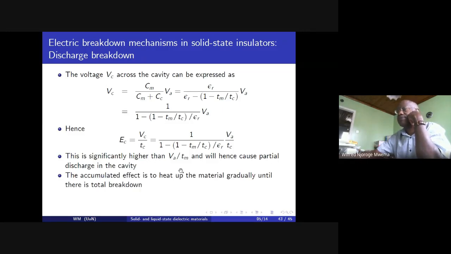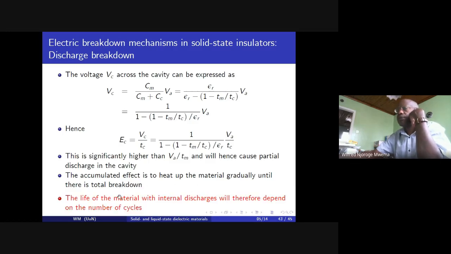and will hence cause partial discharge inside the cavity. So the accumulated effect is to heat up the material gradually until there will be a total breakdown in the end. So the life of the material, with the internal discharges, will therefore depend on the number of cycles of the electric field that has been applied to the material.